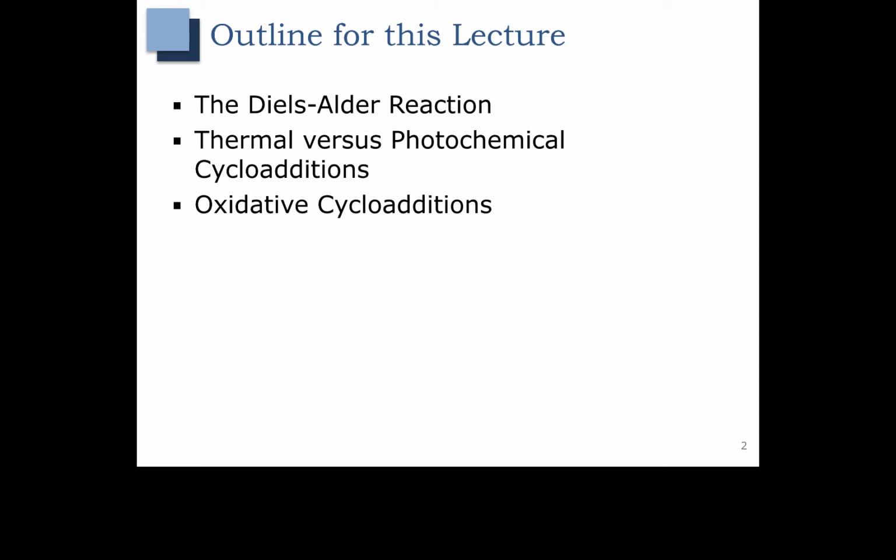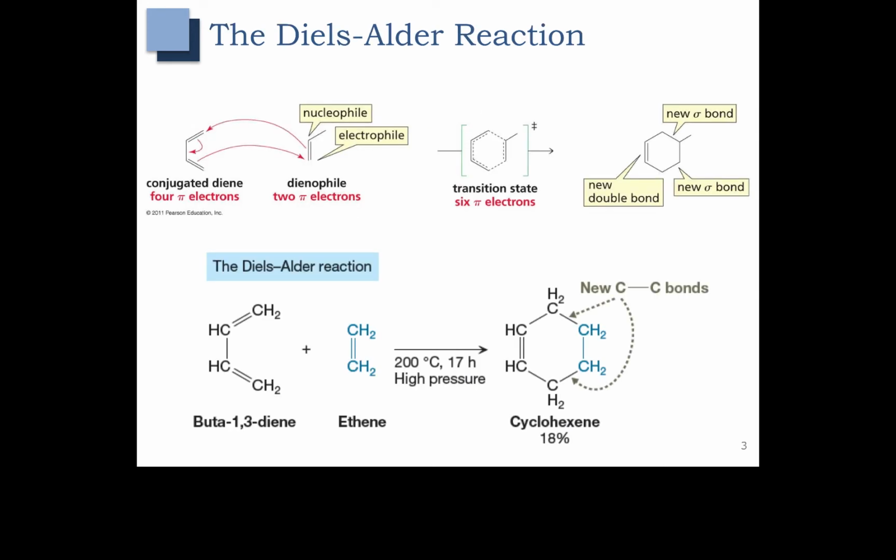First, let's start with the Diels-Alder reaction. The Diels-Alder reaction is represented in this slide. As you can see, the dienophile is going to react with a conjugated diene. You can see the flow of electrons here, where the dienophile electrons go to form a bond between the dienophile and the diene. Then the double bond comes down, and then the electrons come over.